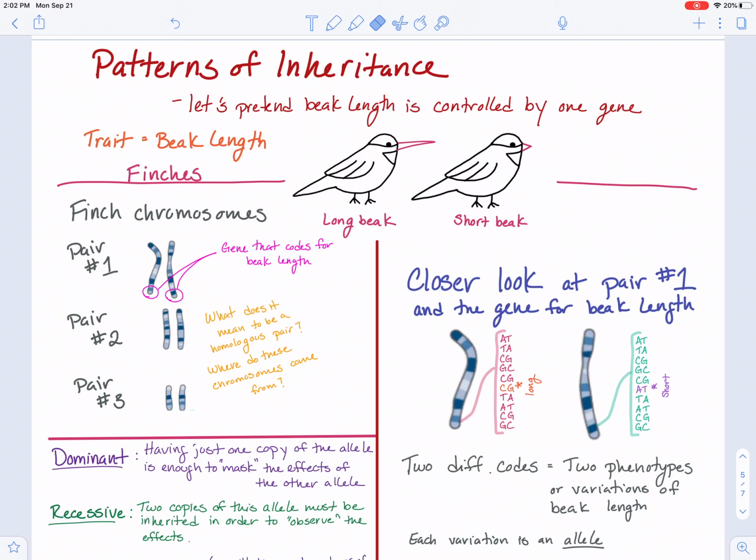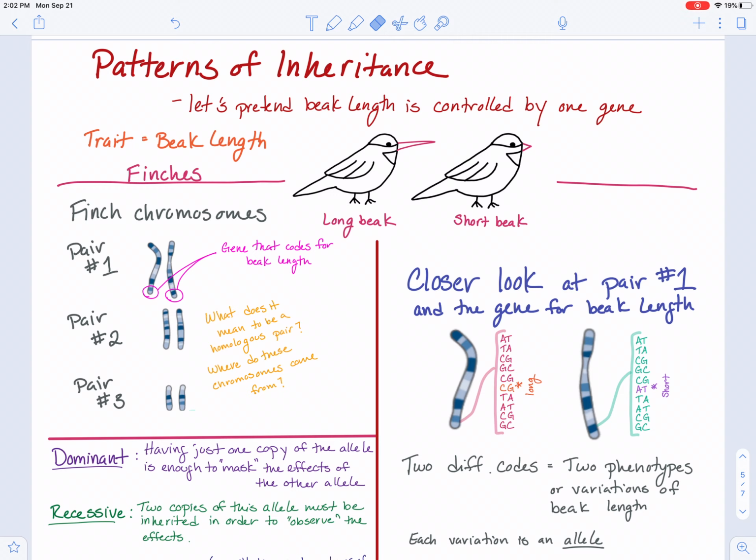We're going to use finches to start to talk about how we see traits being inherited and a little bit about how we can tell what to expect in our next generation. So we're going to use these finches.